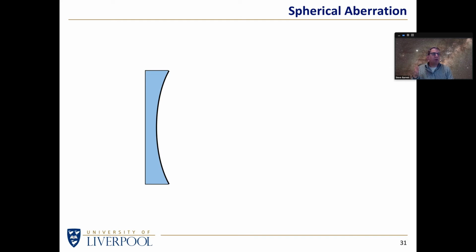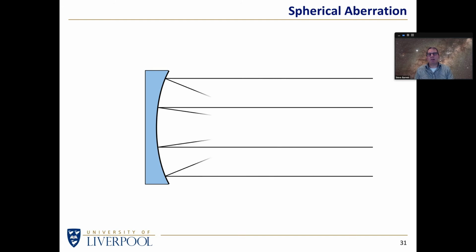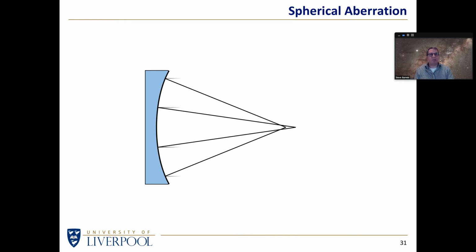So let's think about why spherical mirrors are not the best things to use. We know that a parabola will focus light from infinity. What happens if we try to do the same with a spherical mirror? Well, light from infinity will hit the mirror and come to a focus, but note that light hitting different parts of the mirror will come to a slightly different focal position. In other words, the focal length will depend on where the light hits the mirror. If we get rid of the incoming light, we can see that light from the centre of the mirror comes to focus about here, but light hitting the edges of the mirror comes to a slightly shorter focus.